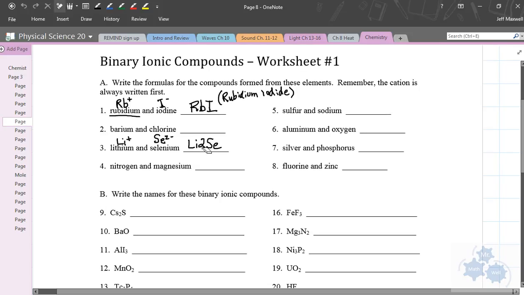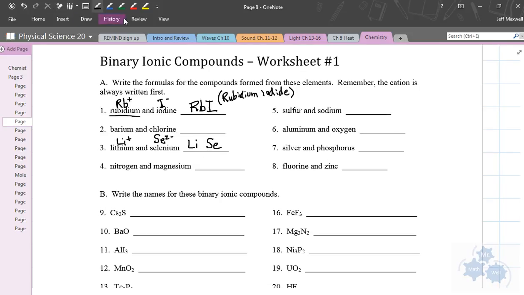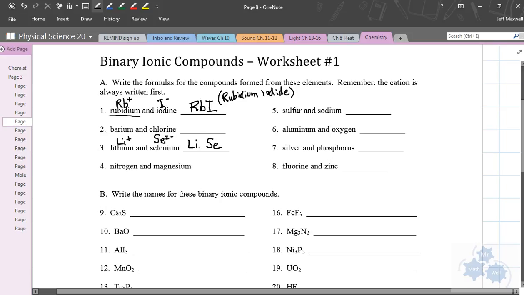Yeah, this 2, there is a 2 there, but it's not a regular kind of number up there. It's always a subscript. So Li2Se, because we need 2 of these. So that looks better? That's correct. So positive first. Any numbers, like multiples of the ions, have to go as subscripts. Okay, aluminum, oxygen, we did that one already. What about silver and phosphorus?